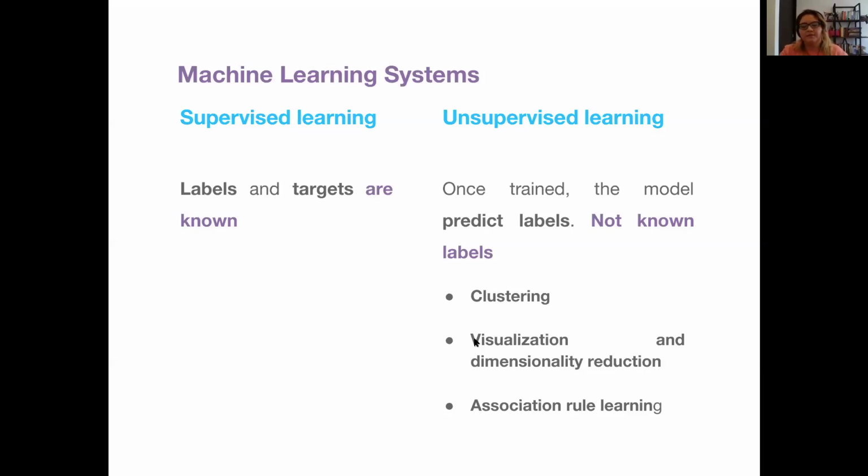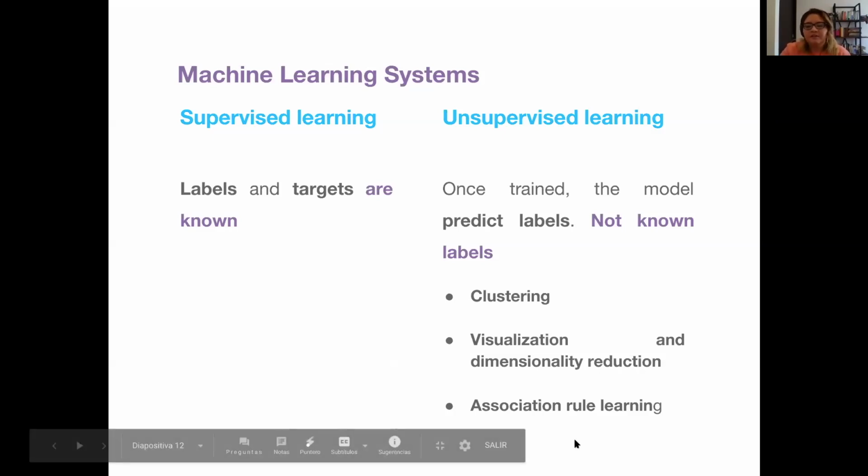A very common tool in drug discovery is visualization and dimensionality reduction, because these algorithms help, for example, when we have complex data with three or more descriptors, we can visualize the chemical space in a two-dimension or three-dimension plot. So this is very useful.